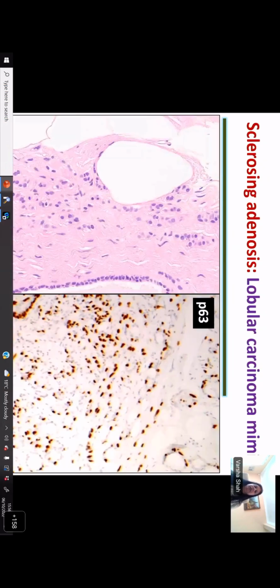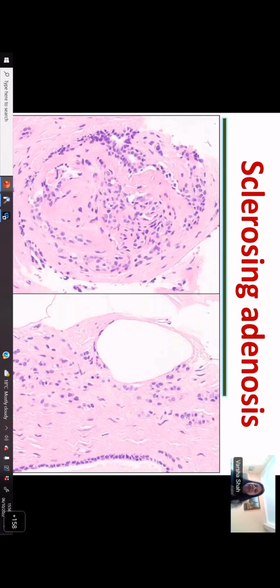So, this is the P63 stain in the same area. We have got plenty of myoepithelial cells. Okay, so this is not an invasive lobular carcinoma within fibroadenoma. It is sclerosing adenosis within fibroadenoma. And you can see the cells look almost similar. The epithelial cells look similar in that first focus and the second one. So this is not invasive lobular carcinoma. This is a complex fibroadenoma with sclerosing adenosis within it. So those who got it, got it right.